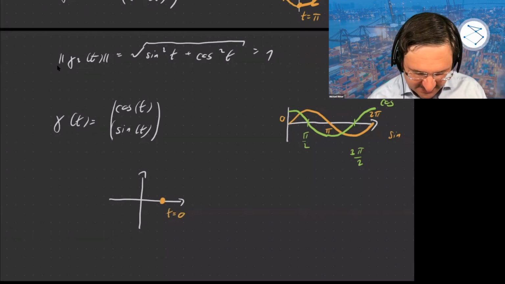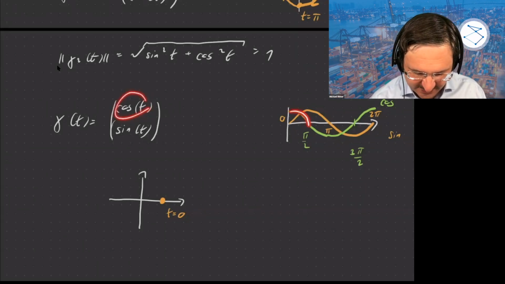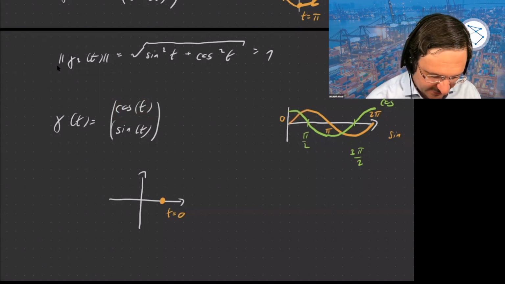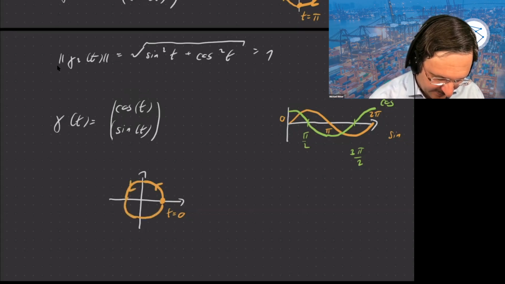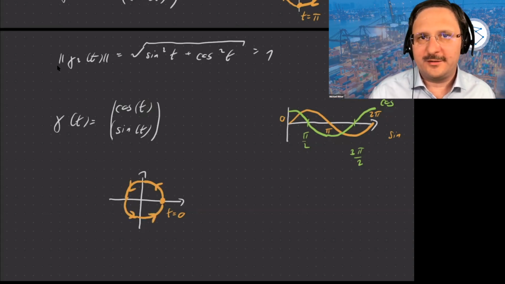And now what happens is cosine is the x coordinate, the x1 coordinate now. So x1 decreases while x2 increases. And that means you're moving in exactly the other direction. You're moving this way. Right? So this one is moving counterclockwise.